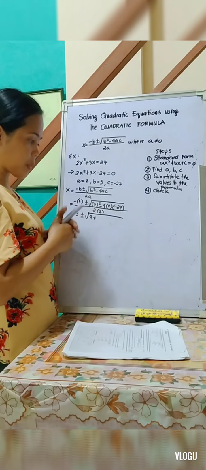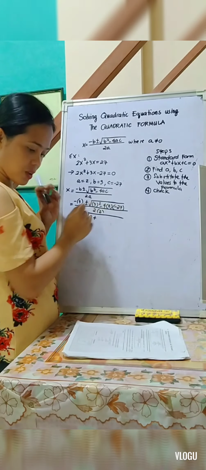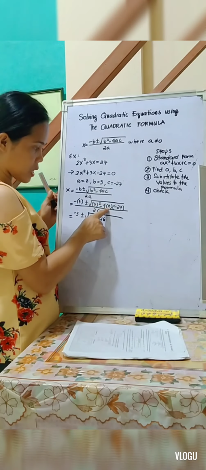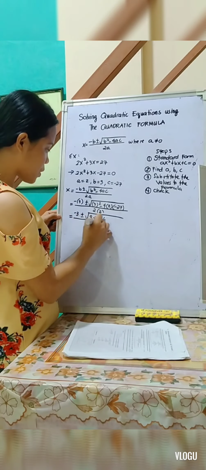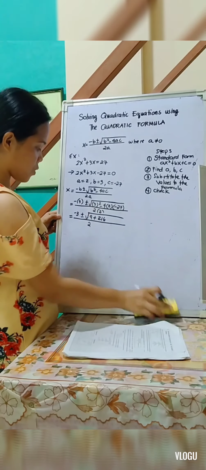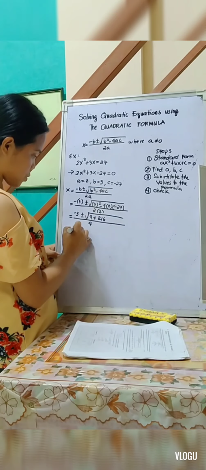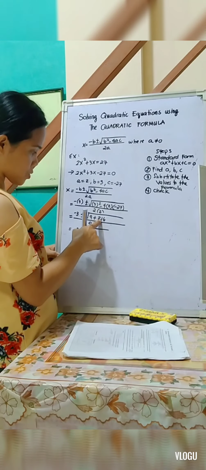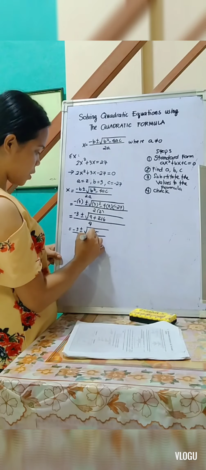Now let's try to multiply the numbers. 4 times 2, that is 8. And 8 times 27, you will get 216. All over, the value of our a is 2. So 2 times 2, you will get 4. So it's not 2 here. So you will get 4. Now we solve. So negative 3 plus minus the square root of 9 plus 216, you will get 225 all over 4.